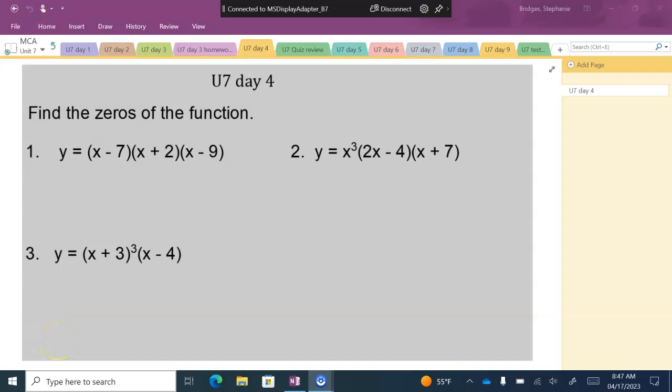y equals x minus 7 times x minus 2 times x minus 9. When I say find the zeros, that's the solutions. What are the values of x that make this equation true? Instead of y, we would have a 0 to make it true. But they're already in factored form, so we don't have to do too much work.